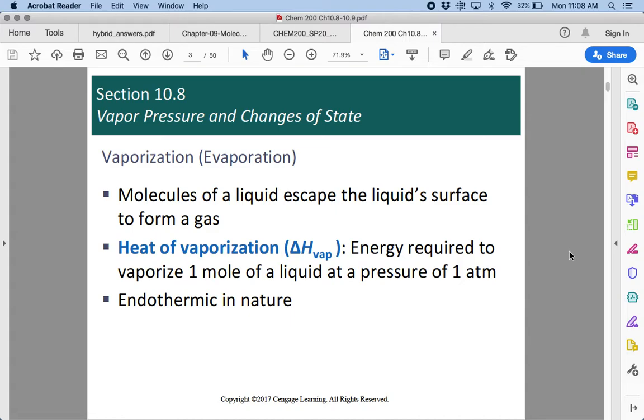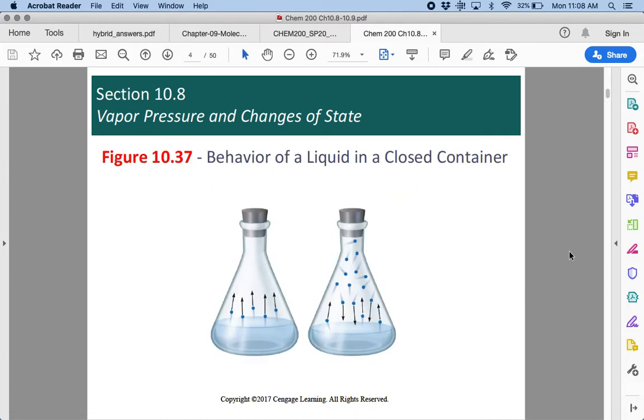Vaporization will be endothermic in nature, and sometimes this is hard for people to understand, but think about it. To go from a liquid to a gas, we have to add heat, right? Think of boiling water, liquid water, and turning it into steam. You put it on the stove to do that. So you're adding heat to the system. So this would be endothermic.